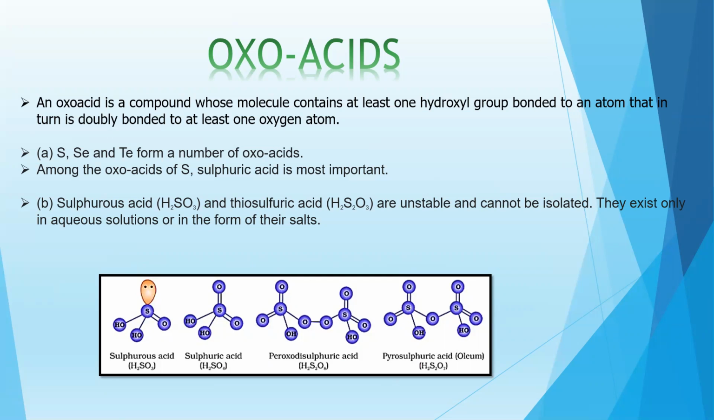Sulfur, selenium, and tellurium form a number of oxoacids. Among the oxoacids of sulfur, sulfuric acid is the most important. Sulfurous acid and thiosulfuric acid are unstable and cannot be isolated. They exist only in aqueous solutions or in the form of their salts.